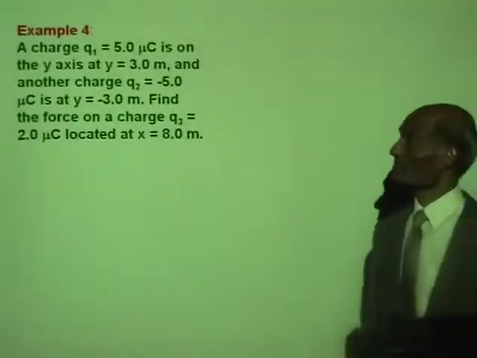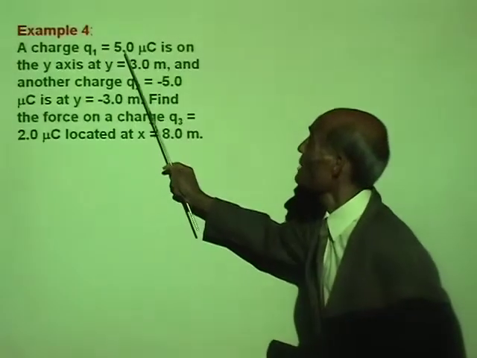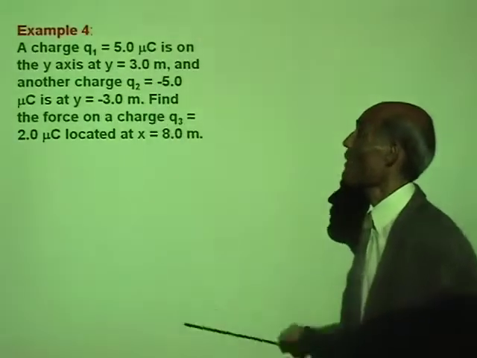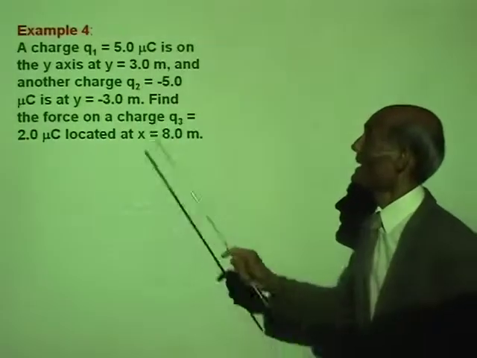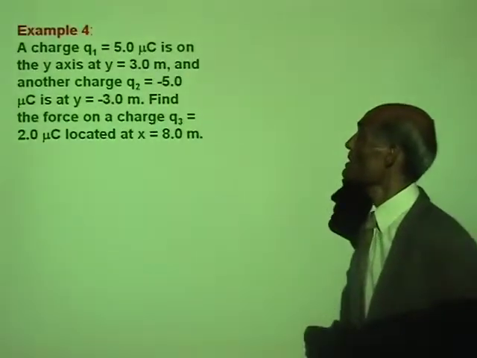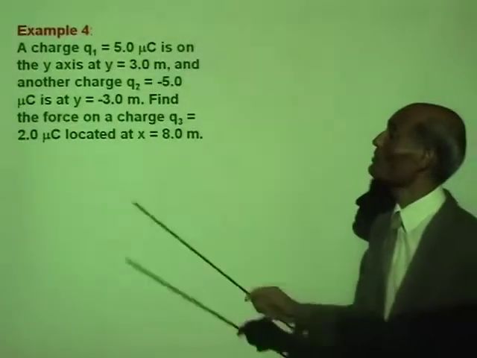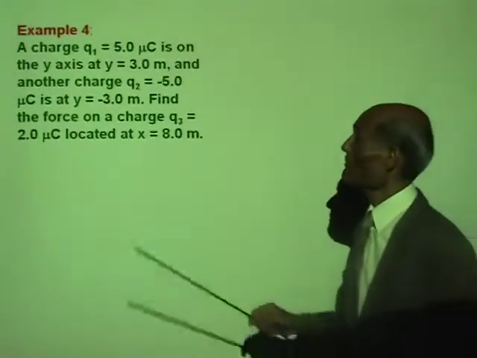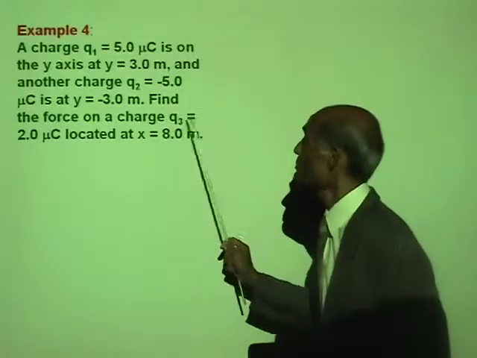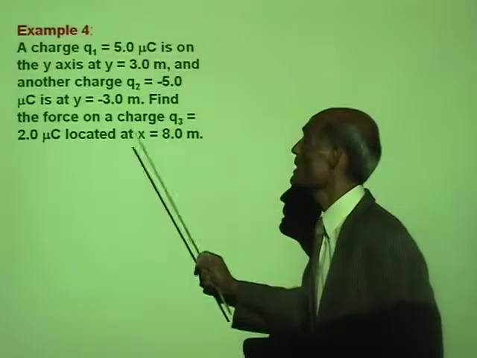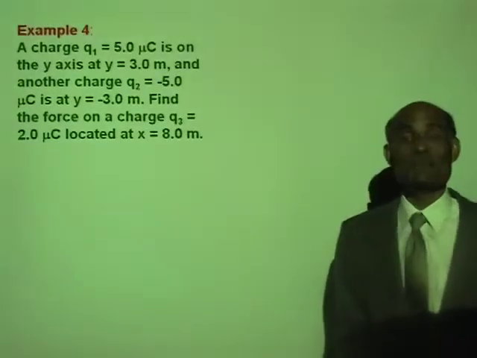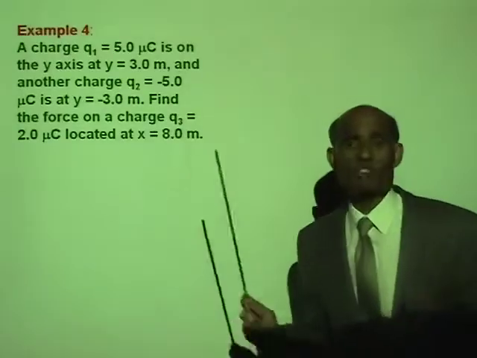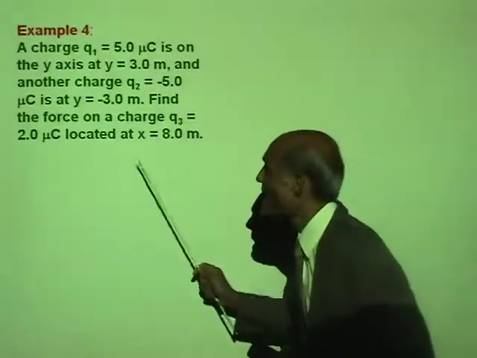Another problem. A charge Q1 equal to 5 microcoulomb is on the y-axis at y equal to 3 meter, and another charge Q2 equal to negative 5 microcoulomb is at y equal to negative 3 meter. Find the force on a charge Q3 equal to 2 microcoulomb located at x equal to 8 meter. Now what I would like you to do is pause this video and draw a diagram of this.